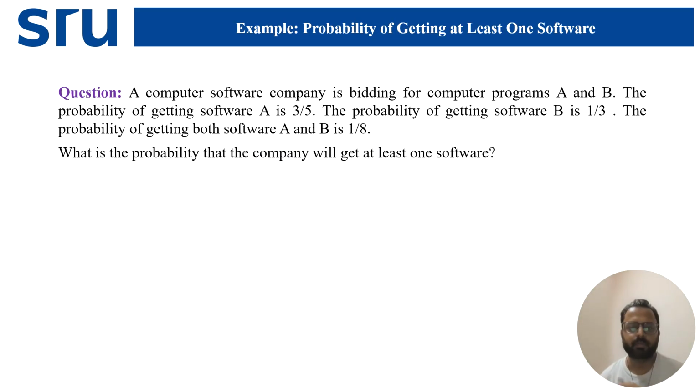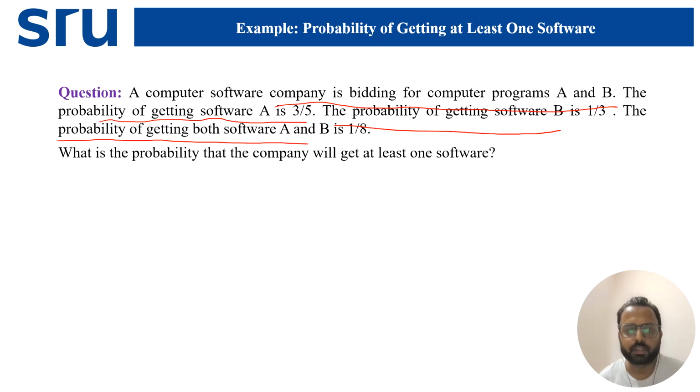Now come to the last problem of this session. A computer software company is bidding for computer programs A and B. The probability of getting software A is 3 by 5. The probability of getting software B is 1 by 3. And the probability of getting both software A and B is 1 by 8. The task is to find the probability that the company will get at least one software.